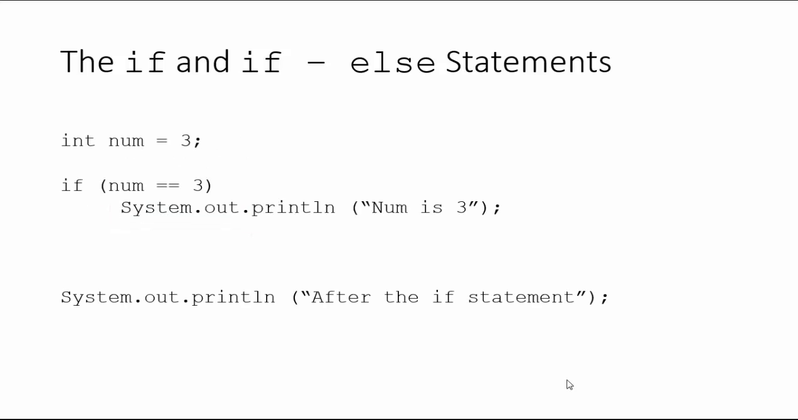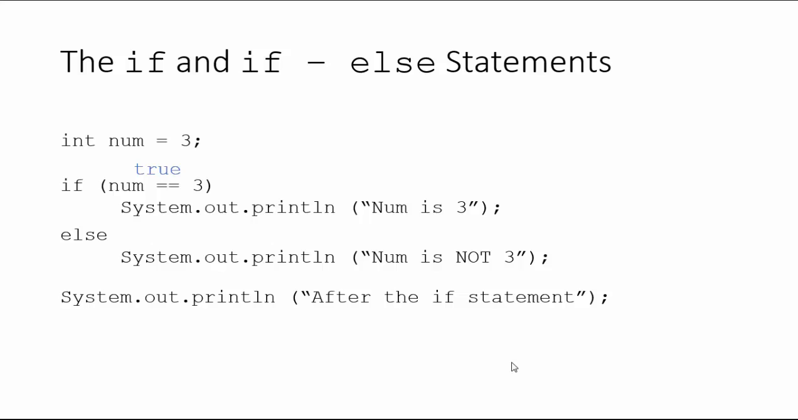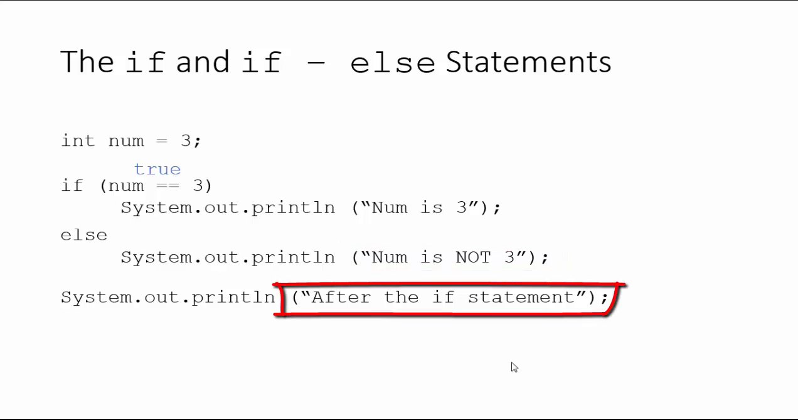In this example, num is created and assigned the value 3. The condition num equal to 3 evaluates to true since num contains 3, and then "num is 3" is printed. Flow of control continues on and "after the if statement" is printed. We can add an else statement, and if num does not contain 3, "num is not 3" is printed, followed by the "after the if statement".